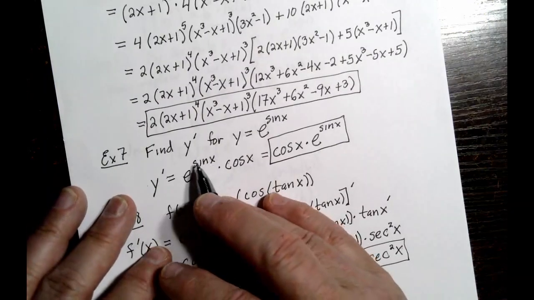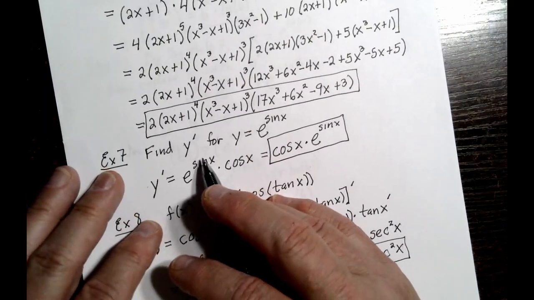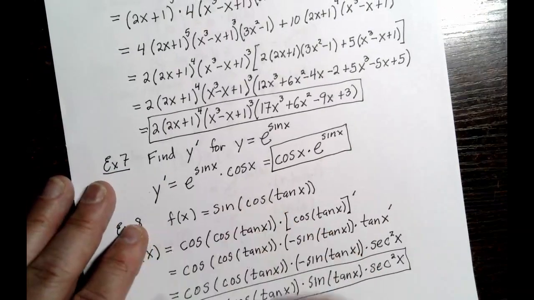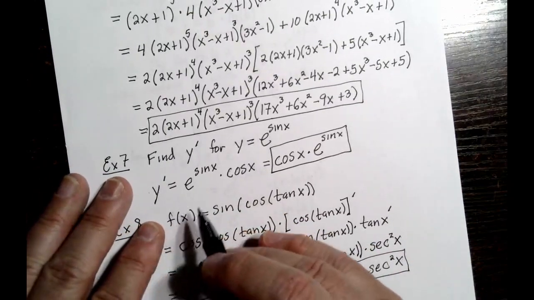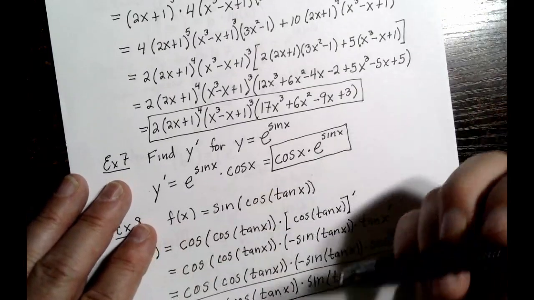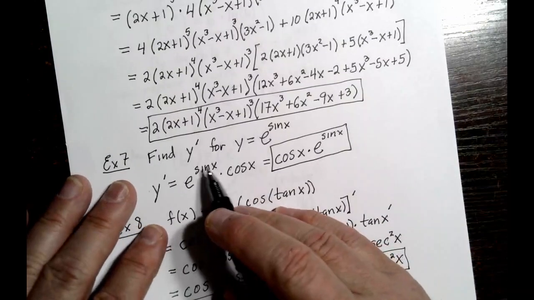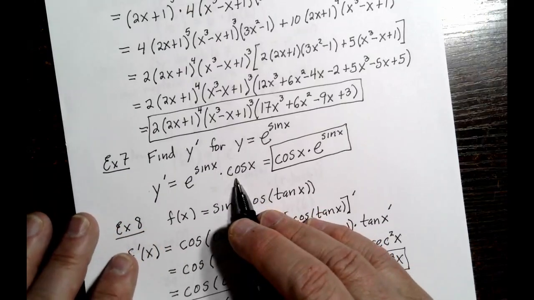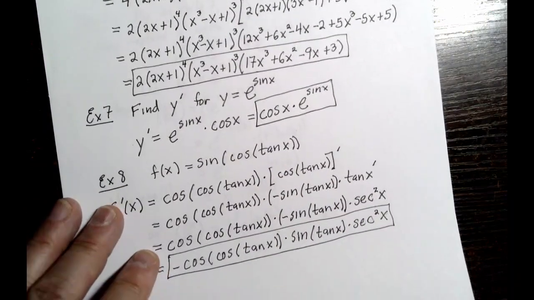Think of the sine x as your g, your interior function, and e to the x is your original function f. So when you take the derivative of e to the sine x, you just get e to the sine x. But then you have to follow with the derivative of sine x, which is cosine x.